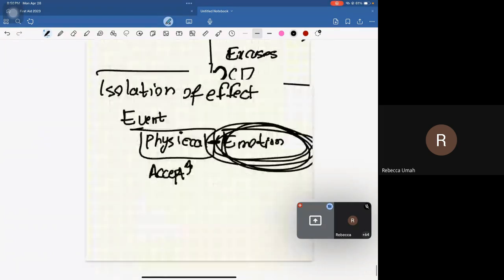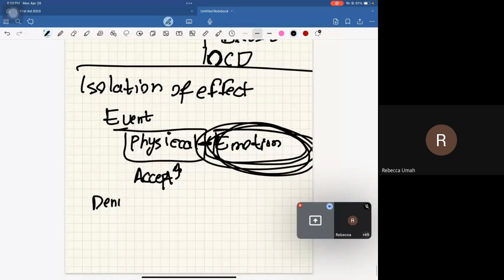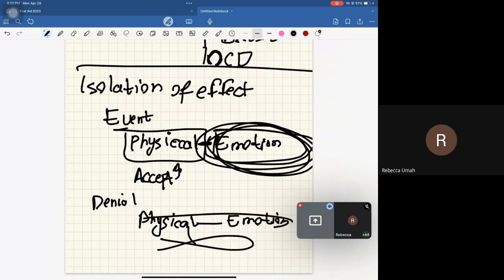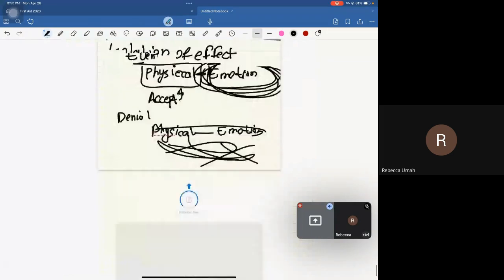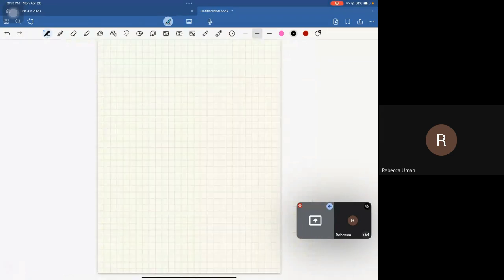It's very similar to denial, but in denial, there are two parts, one physical and the other emotional, and you do not accept both of these. You say this thing does not even exist. But in isolation of affect, you do not accept the emotional part. For example, a boy proposed to a girl and the girl rejected. The boy goes to his friends and says, the girl rejected me, I'm completely normal. It's not possible for anyone to be normal. Or a murder happened in front of a person, and that person comes and says, oh, there was a murder in front of me, there were two guys, and the person is completely normal.